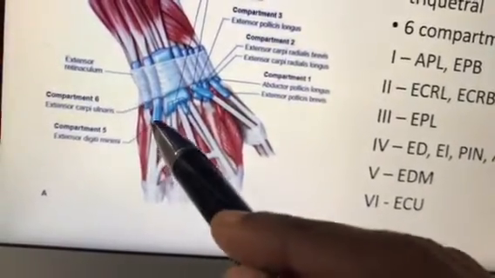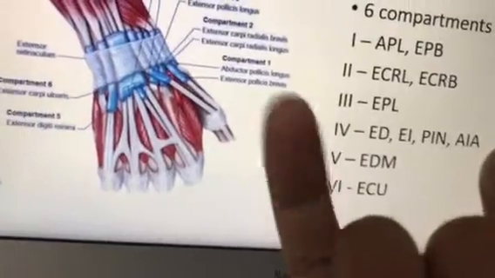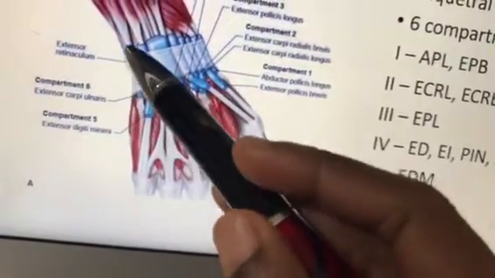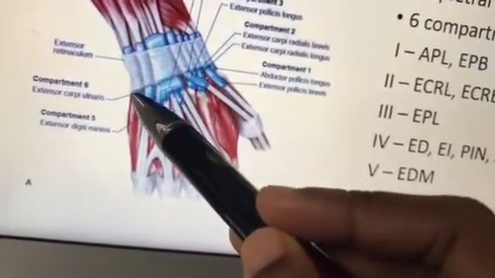And then the 5th compartment is extensor digiti minimi. Digiti minimi is the small little finger. And the last one is extensor carpi ulnaris, the 6th compartment.